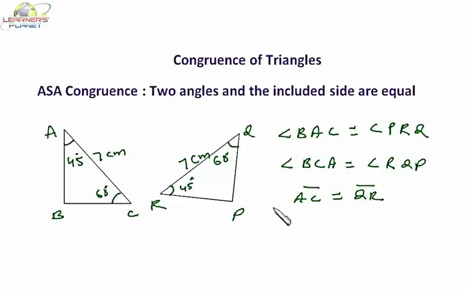Friends, we have to be very careful about the two angles and the included side. Generally, the students make a mistake. They take any two angles and any third side as equal and they prove ASA congruence. That is actually not correct. ASA congruency is established when the two angles and the included side of one triangle are equal to the two angles and the included side of the other triangle. So be very careful about it.